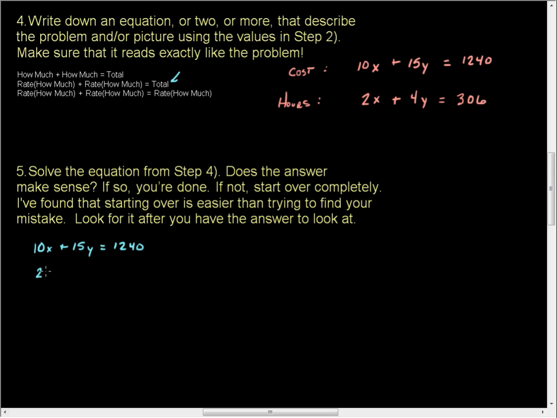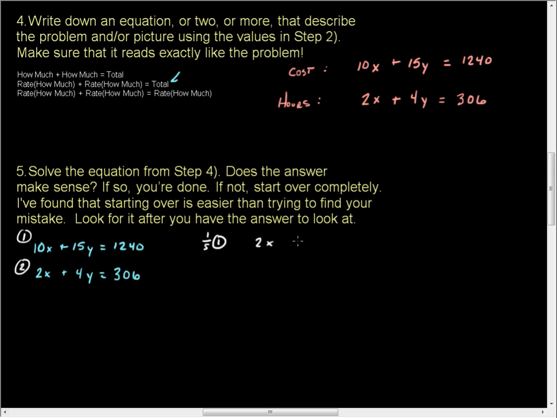And 2x plus 4y is equal to 306. The reason I'm going to rewrite these is I'm going to try to keep these in the same color to show you how I do this on real paper. Since 10, 15, and 1240 are all divisible by 5, I'm going to take 1/5 of equation 1.